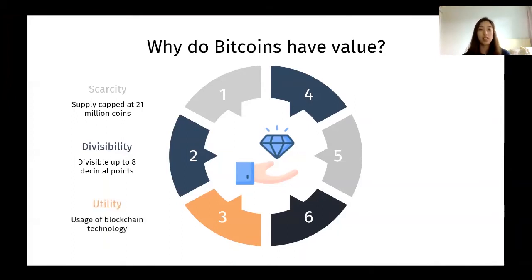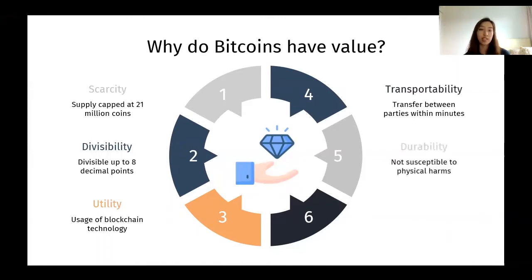And utility, which is one of the biggest selling points of Bitcoin, which is the use of its blockchain technology, which is decentralized and also trustless. And then transportability. Bitcoin is transferable between parties within minutes, regardless of the size of the transaction, and with a very low cost. And then also durability.